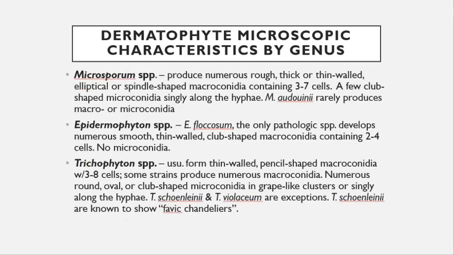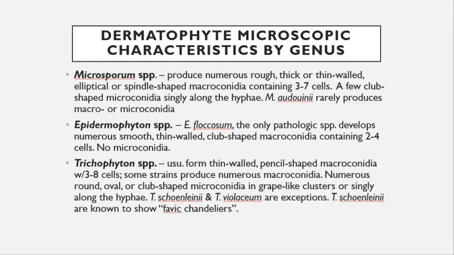Here are some dermatophyte microscopic characteristics by genus. For Microsporum, they produce numerous rough, thick or thin-walled, elliptical or spindle-shaped macroconidia containing 3 to 7 cells, and a few club-shaped microconidia singly along the hyphae. Microsporum audouinii rarely produces macro or microconidia. For the Epidermophyton species, floccosum is the only pathogenic species that develops numerous smooth, thin-walled, club-shaped macroconidia containing 2 to 4 cells.